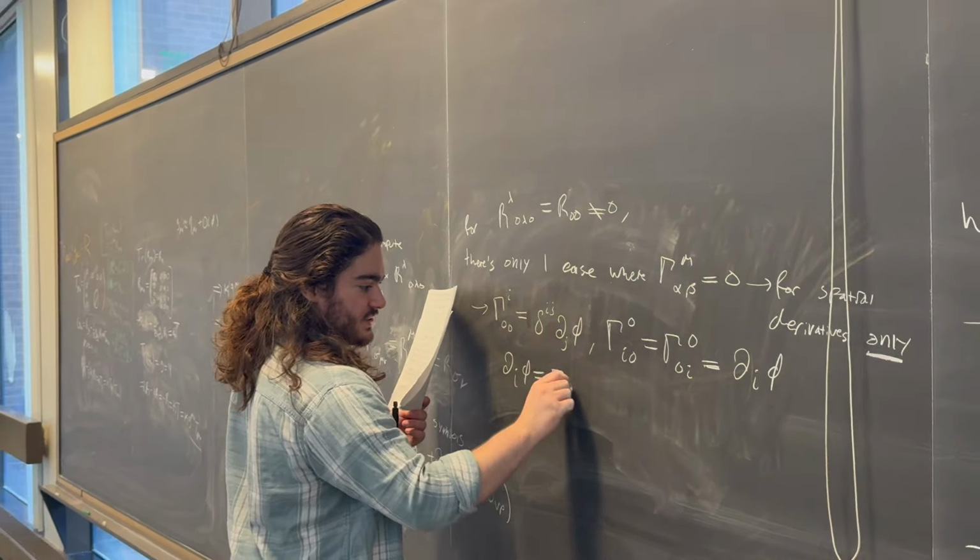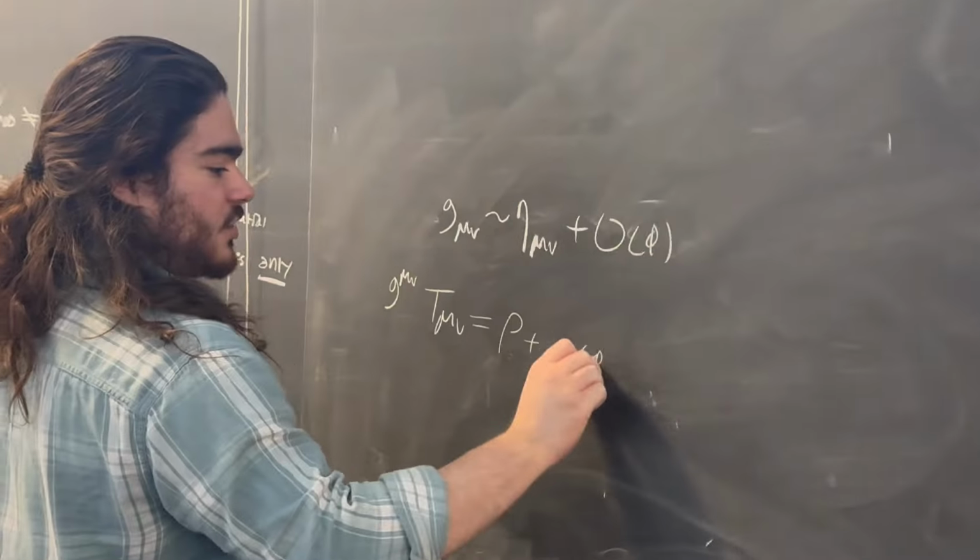Okay, I remember now. So we showed that g mu nu reduces to eta mu nu, if I remember correctly, these approximations, g mu nu plus this higher order term here. But we also said that the expansion of the trace of this has to be the energy density plus this higher order term.